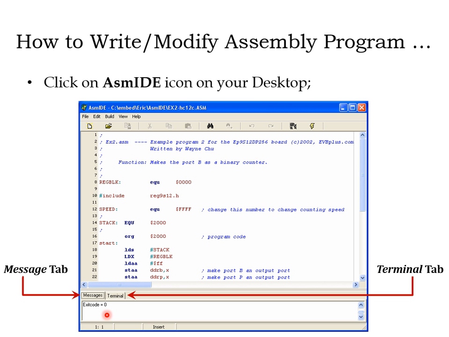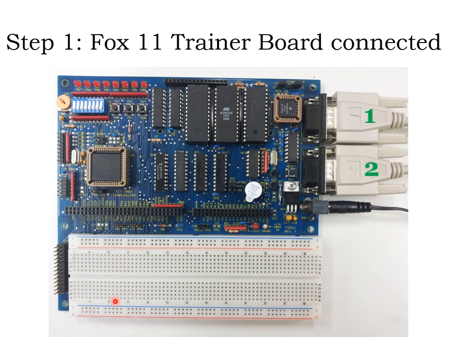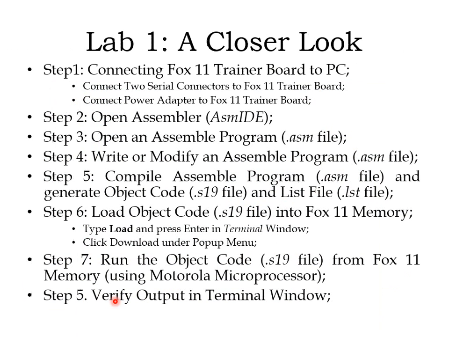Now, there is also a Terminal tab. This tab is used to communicate with the board. As I said, once you are done with the program, you compile it, and then you have to download it, right? You have to communicate with this board. Downloading means you basically use some instruction to download it here. I'll show you how. Now, let's look at a little more detail about what we are talking about here.